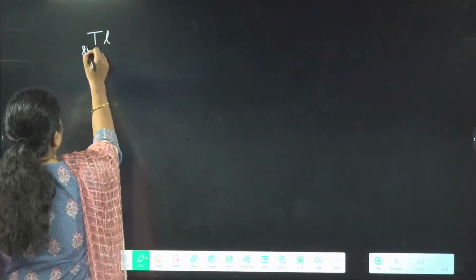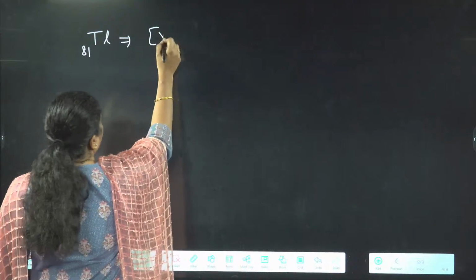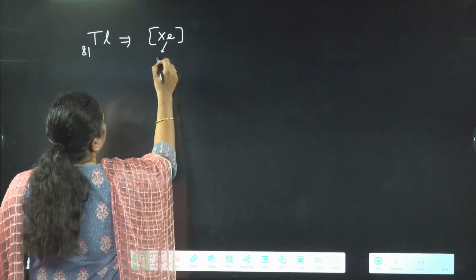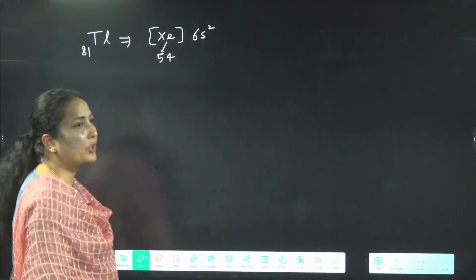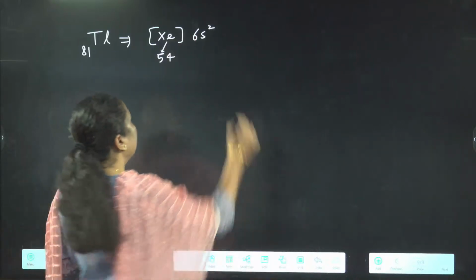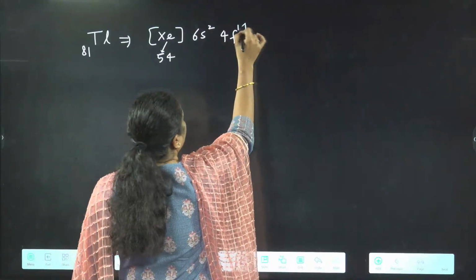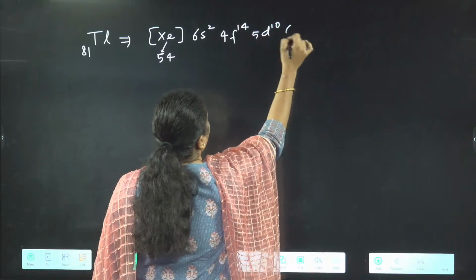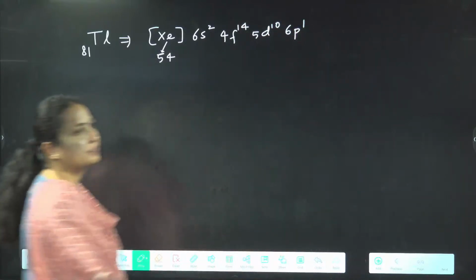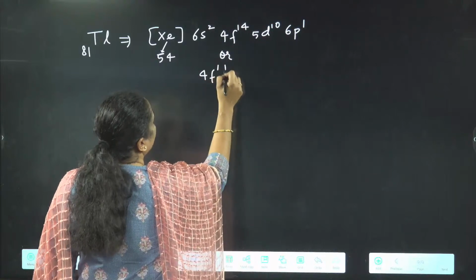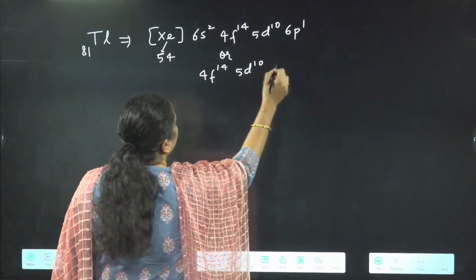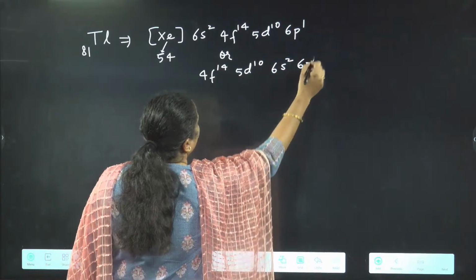Okay. Now let us try to understand the case of thallium, which is 81. When you write down the electronic configuration, it is xenon, right? This is 54, then it marks the ending of the 5th period. So you are moving on to the 6th period: 6s2, 4f14, 5d10, and you'll be having 6p1, right? If I arrange it shell wise, it's going to be 4f14, 5d10, 6s2, 6p1.